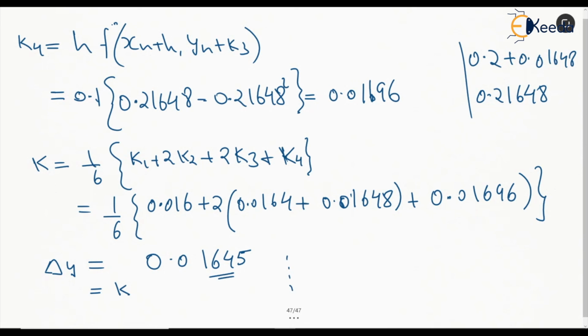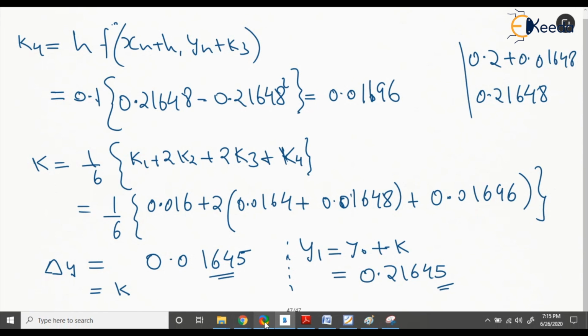Also we can find y1. y1 is y0 plus k. So this is 0.2 plus 0.01645 which will be 0.21645. If required we can find y1 also. That's it.